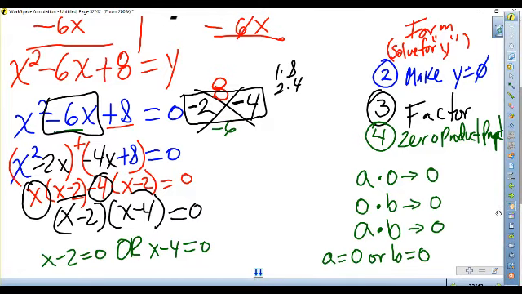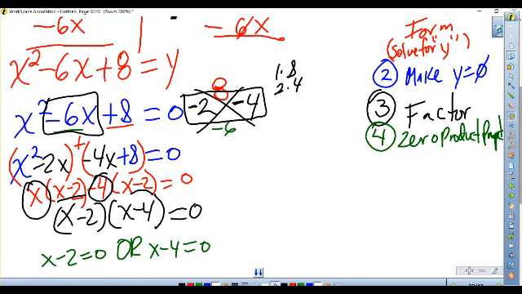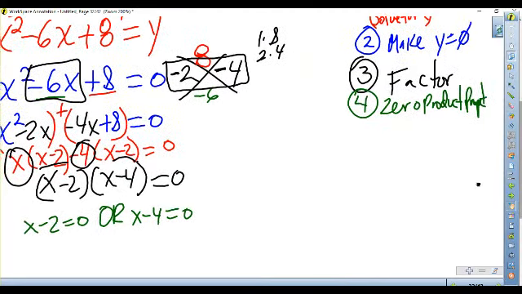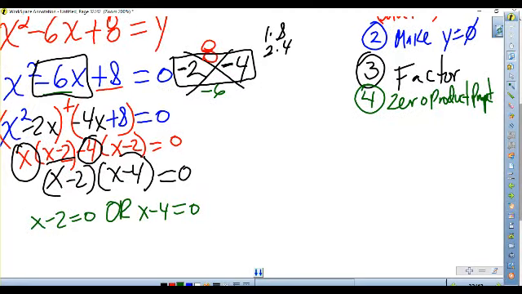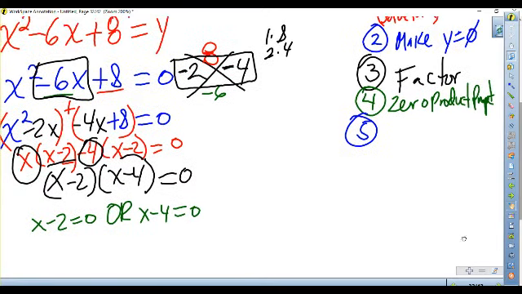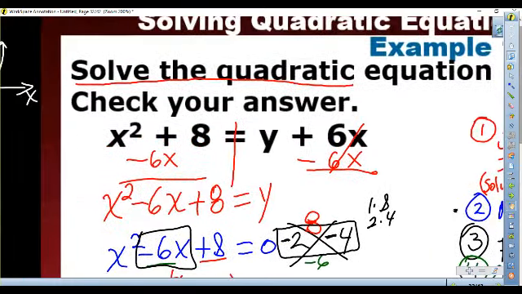So I'm going to erase this part because this was just to elaborate on zero product property. Everybody understands why we did this, right? All right. Whew, almost there. Step number 5. Pay attention. Writing utensils down. Look up. And go back to the instructions. It says, solve the quadratic equation.